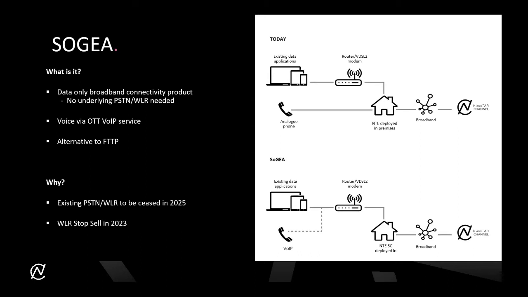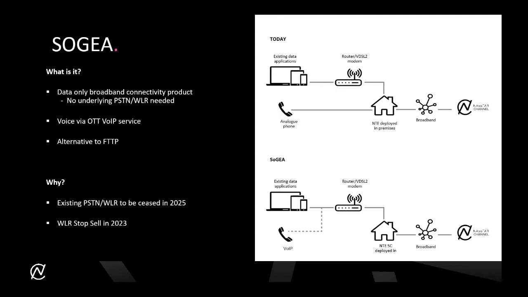So why is this product necessary? Well, come 2025, BT will be ceasing the traditional old aged analog public switch telephone network. So any broadband services such as DSL, FTTC that are running over the top of customers' PSTN lines will be impacted come 2025. In fact, there's a stop sale in 2023 for PSTN lines. So customers need to be thinking about this today. There are exchanges out in the field today whereby the stop sale is already in place. SOGEA is that next generation broadband connectivity product that satisfies these customers' requirements.